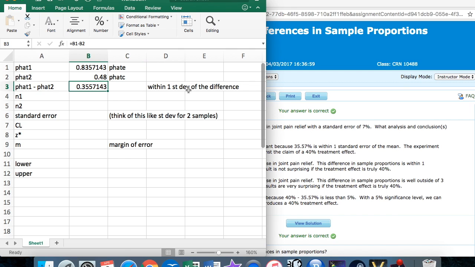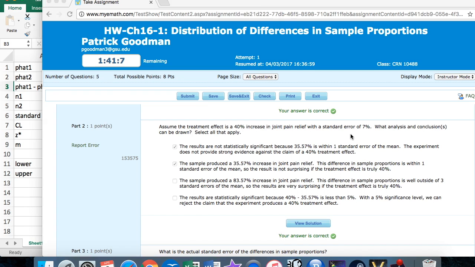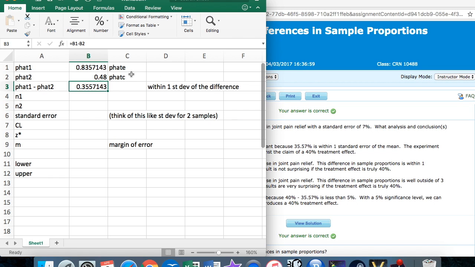Remember from our hypothesis testing, what do you guys think we're going to do? That means it's probably going to fail. It's going to fall into the fail to reject the null hypothesis region, right? Being 1 standard deviation away is not too big. So right away it would say the results are not statistically significant because our calculated value of 35.57 is within 1 standard error of the mean, right? So it means 1 standard, I'm going to say standard deviation, standard error, but it's supposed to be standard error, is 1 standard error within our mean of these proportions, right?